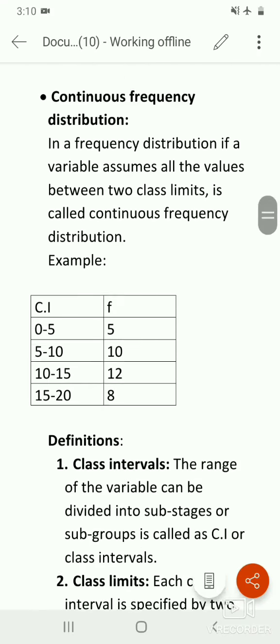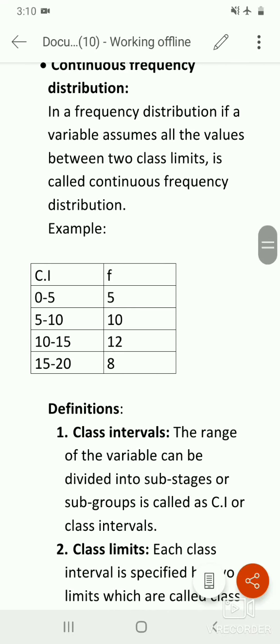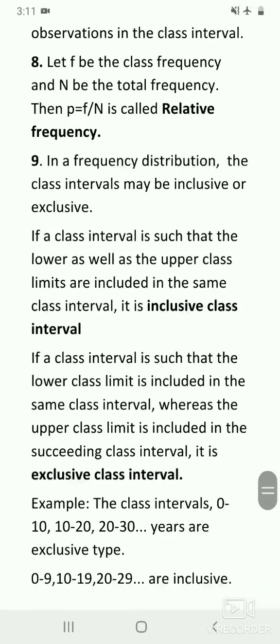So here in this example, for the class intervals 0 to 5, 5 to 10, you can see that this is an exclusive class interval, because in the first interval, that is 0 to 5, we are not considering 5 in that class, but we are considering 5 as the lower limit in the succeeding, that is the next class interval, 5 to 10. So this is an exclusive type of interval.